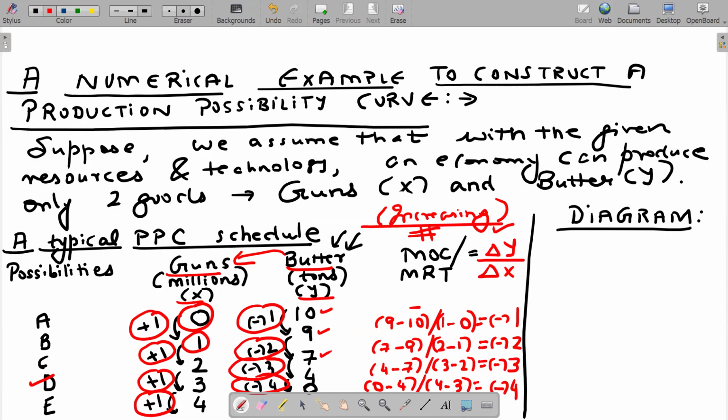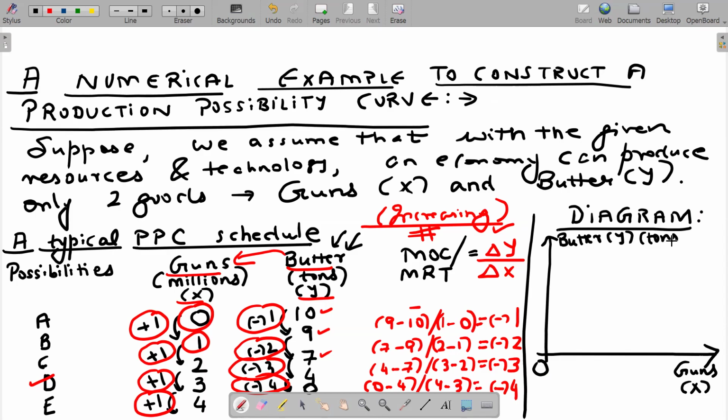That means if I plot the diagram now, or a graph to depict the situation, we have guns, which is good X. We have butter. Remember, the axis needs to be labeled clearly. Butter is in tons, so I can write that this is in tons. I have a lack of space here, but students, in your exam, write properly labeled axes because there are marks for labeling the axis properly.